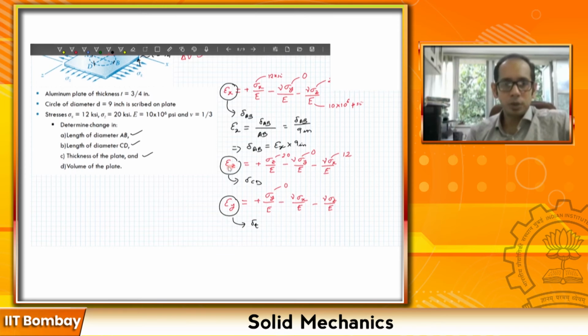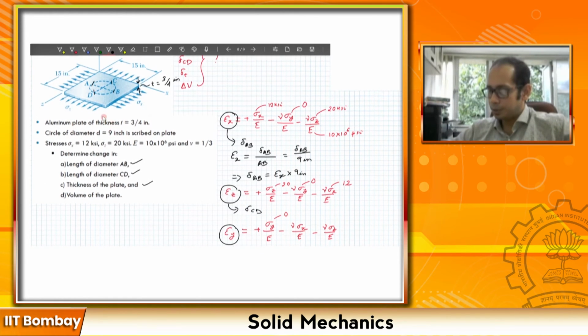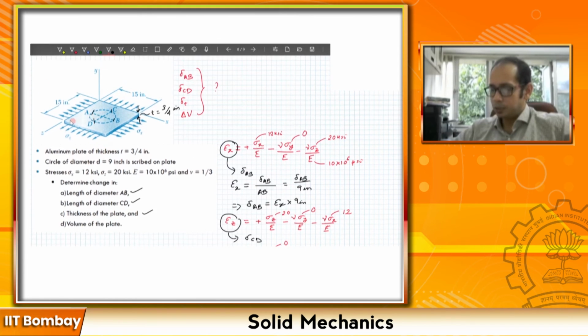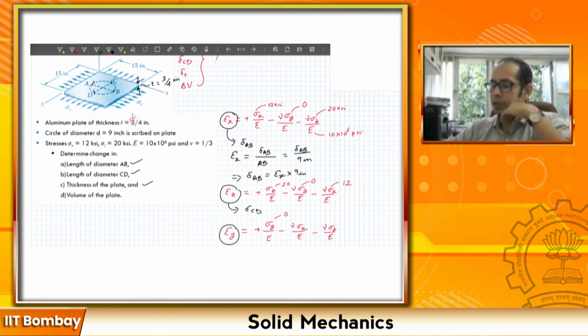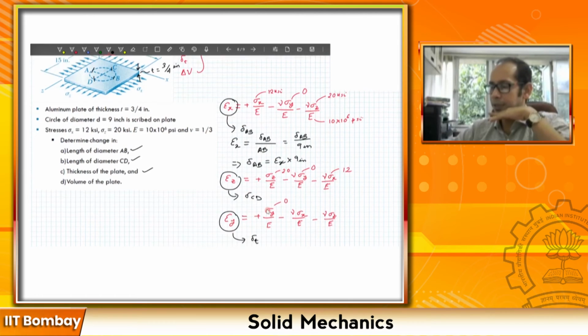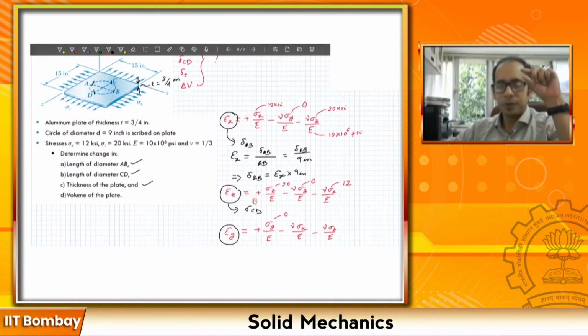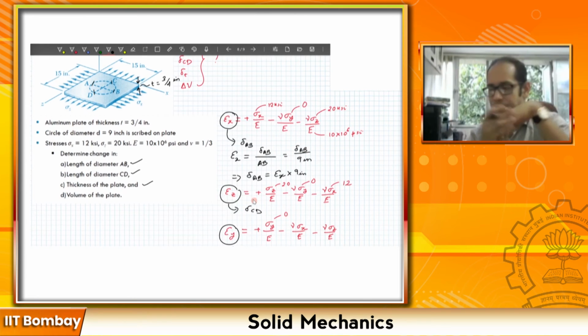The last one is to compute the volume of the plate, and you can do it in two equivalent ways. The first way: remember, the original volume is simply 15 times 15 times this particular thickness over here. And now after that you have calculated your delta AB, delta CD and delta T, so you have calculated the changes in length, so you can calculate the final volume, and do the final volume minus the initial volume to get the change in volume.